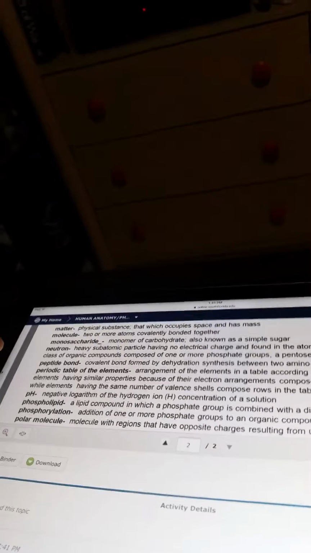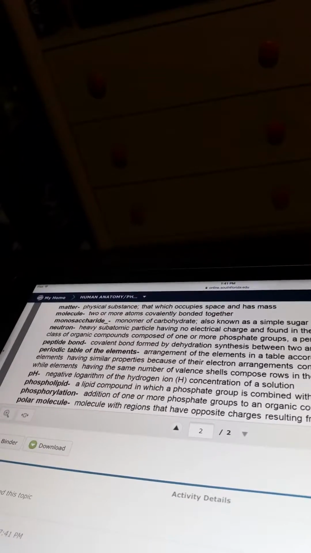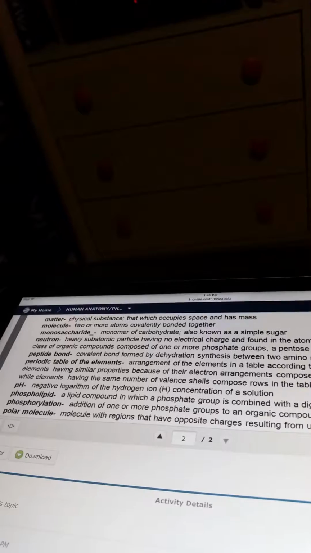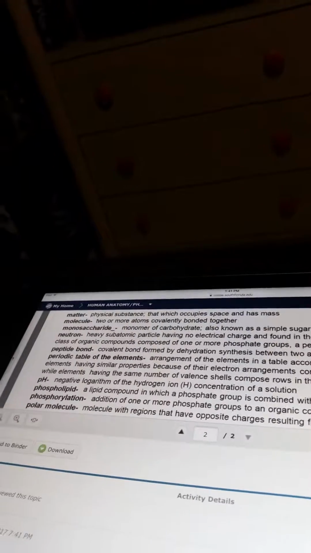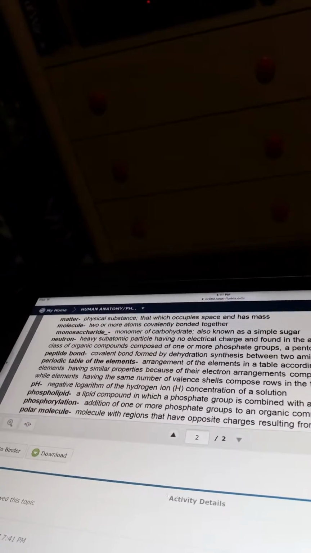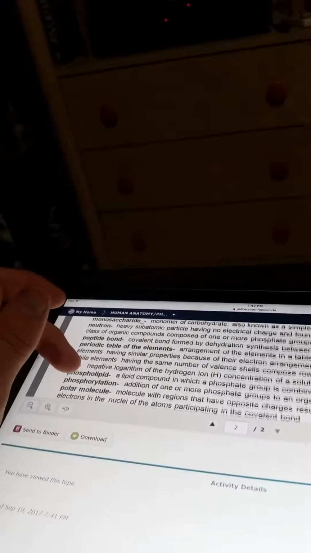Nucleotide, class of organic compounds composed of one or more phosphate groups, a pentose sugar, and a base. Peptide bond, covalent bond formed by dehydration synthesis between two amino acids. Periodic table of elements, arrangement of the elements in a table according to their atomic number. pH, negative logarithm of the hydrogen ion concentration of a solution. Phospholipid, a lipid compound in which a phosphate group is combined with a diglyceride.